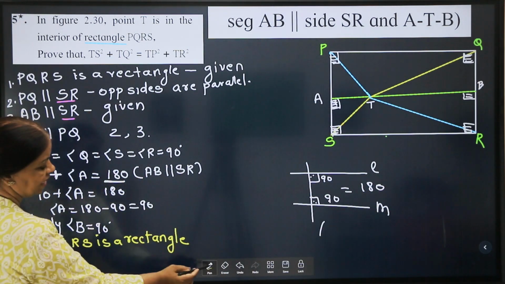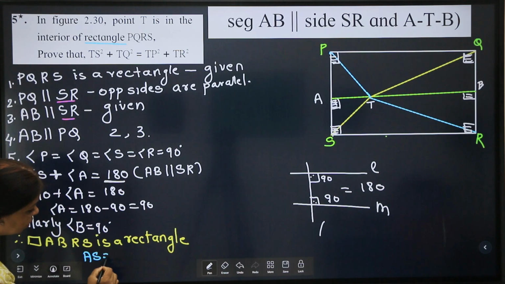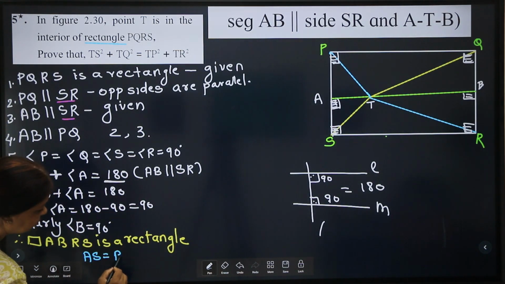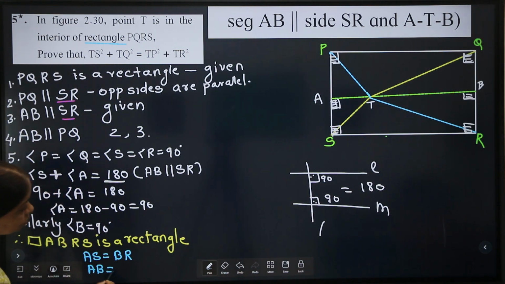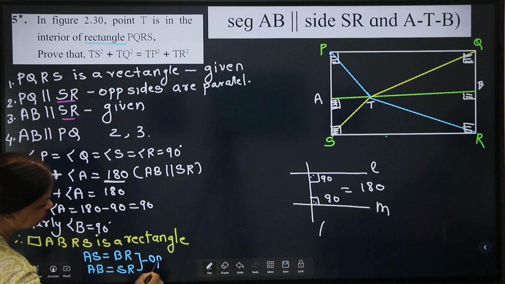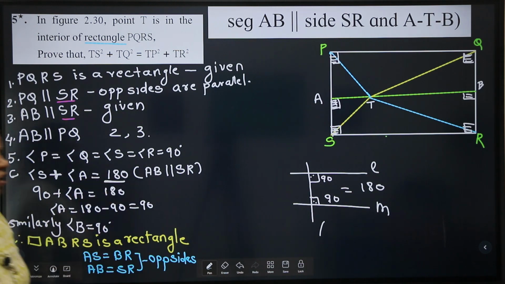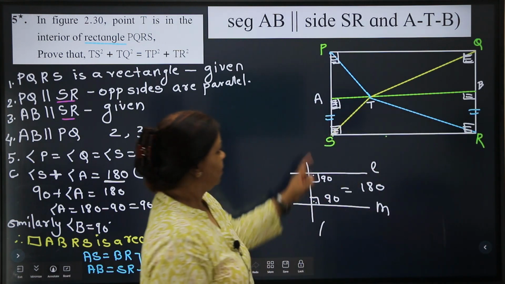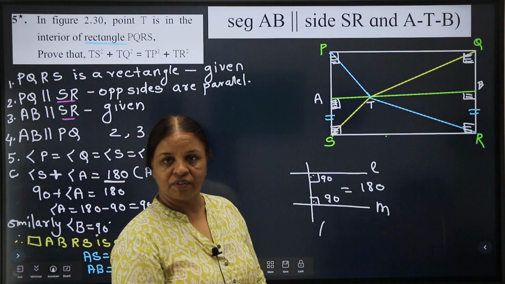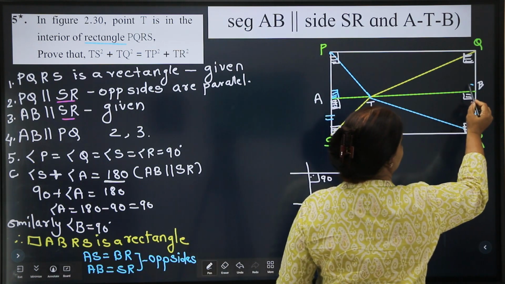It's a rectangle, so we can easily say that AS is equal to BR, and AB is equal to SR. Now why? Opposite sides of a rectangle are equal. So we have proved that AS is equal to BR. And if this is 90 degrees, children, this also will be 90 degrees, and this also will be 90 degrees.